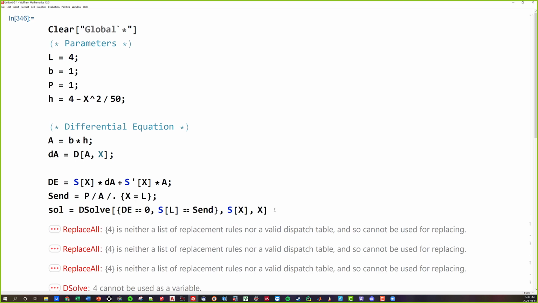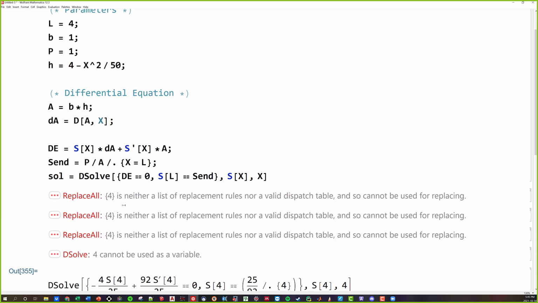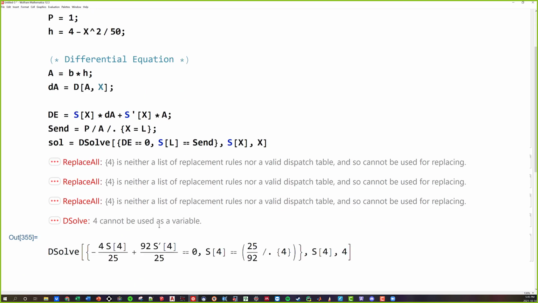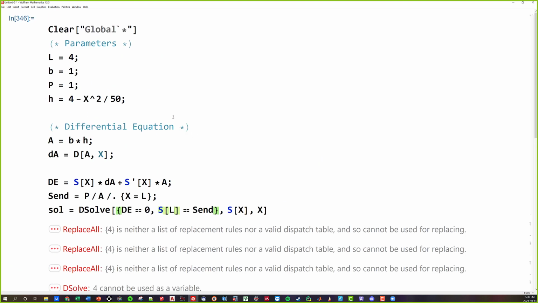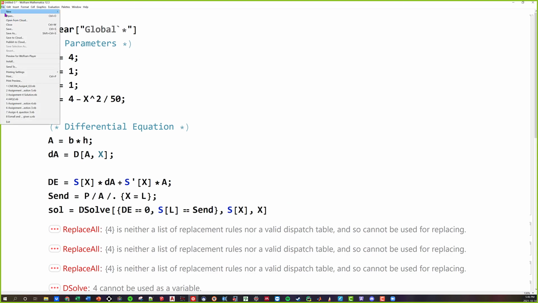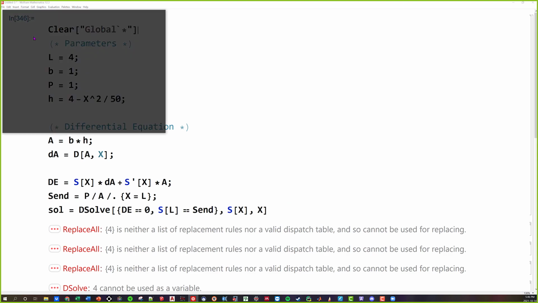Did I do the wrong variable? 4 cannot be used as a variable. Huh. Well, this is embarrassing. At x equals L, because I did it in class and it worked fine. But now, of course, I almost wonder if I saved it. So let me just save it really quick.